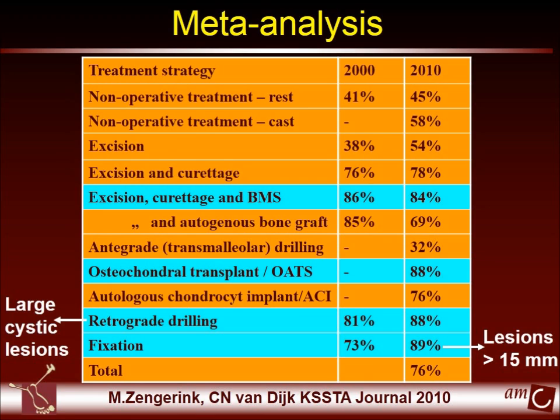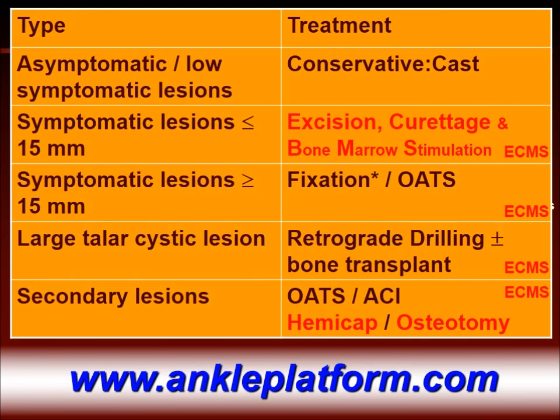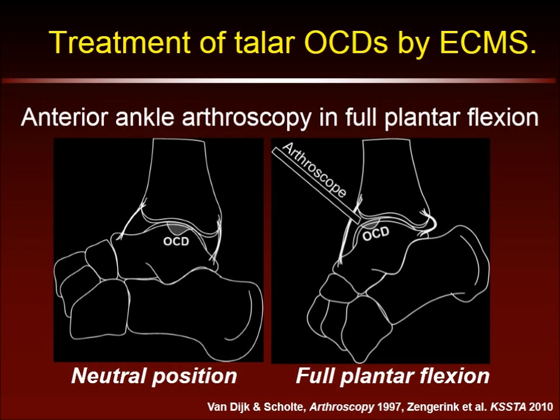So let's look at the excision-curettage bone marrow stimulation and some of the other treatments for a moment. The treatment of the osteochondral defect in the ankle by arthroscopy, we do that by bringing the ankle in plantar flexion, like this. If you plantar flex, 95% of these defects come into the anterior working area, and you can debride and you can stimulate the bone marrow.